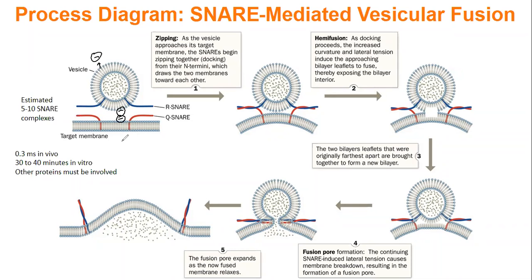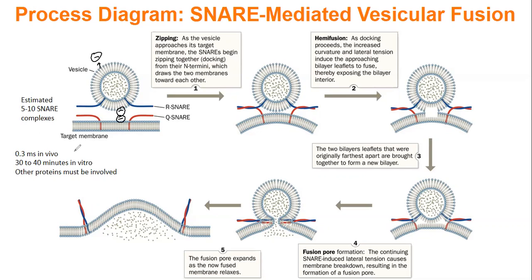So to help this, we need other proteins to help with the fusion of vesicle and membrane. And we're just going to look at one of these proteins, and they're called SNAREs. And I'll just say straight off, the process I'm about to describe is very, very simplified.